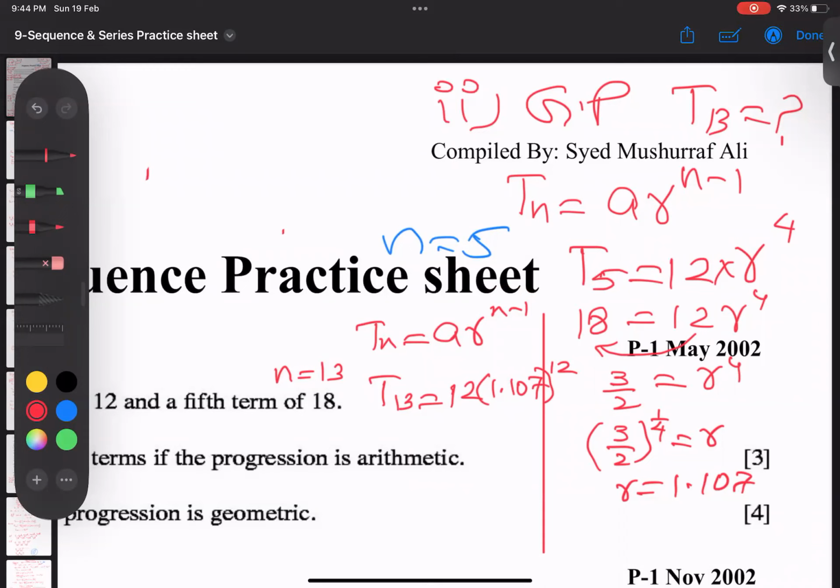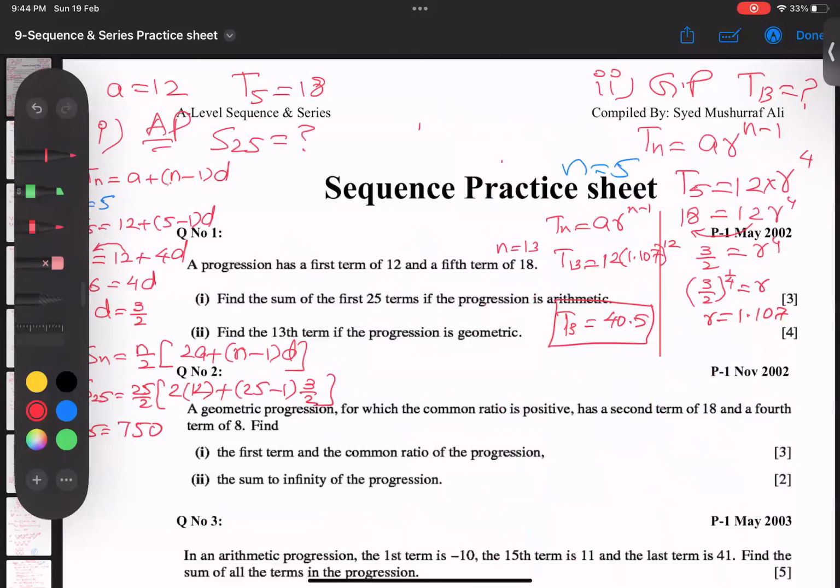12 times 2, the answer to power 12, and my answer is coming 40.5. I repeat my words, 40.5. So the 13th term is coming here, 14.5. And alhamdulillah rabbil alameen, I hope you got it.